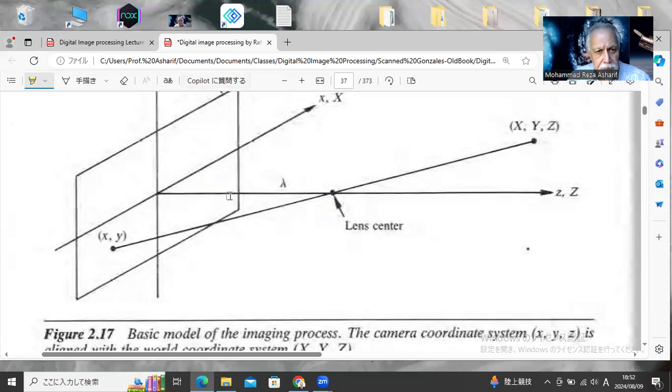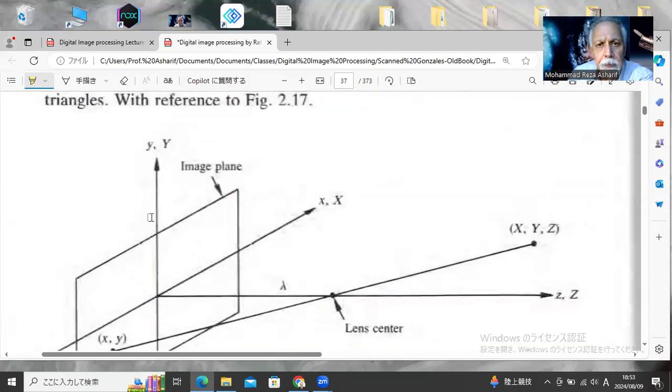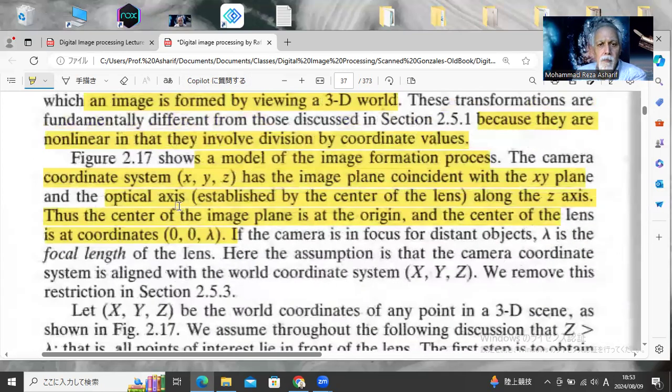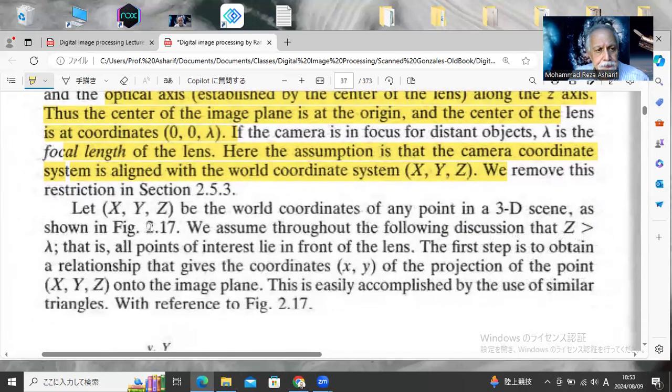This is the image surface, or the surface that the image is projected onto, the image plane. If the camera is in front of the distance, then lambda is the focal length of the lens. Here, the assumption is that the camera coordinate system is aligned with the world coordinate XYZ. So it is aligned. Later, I will discuss different cases.